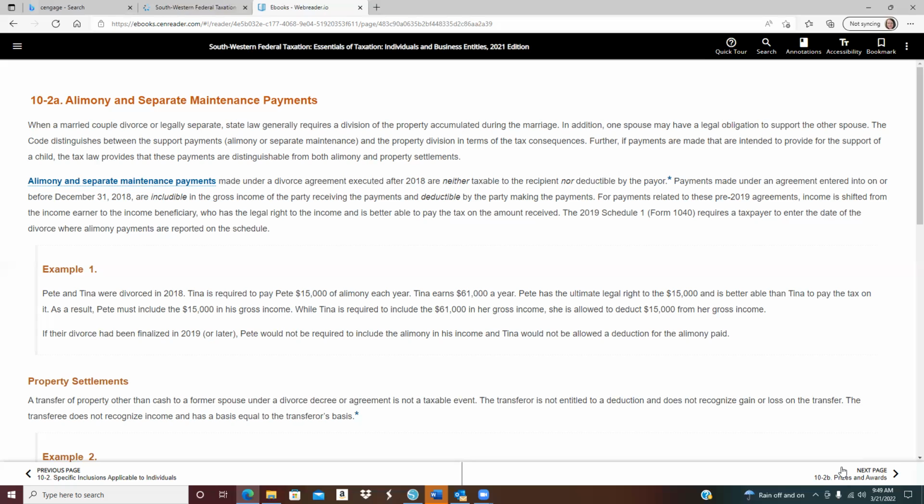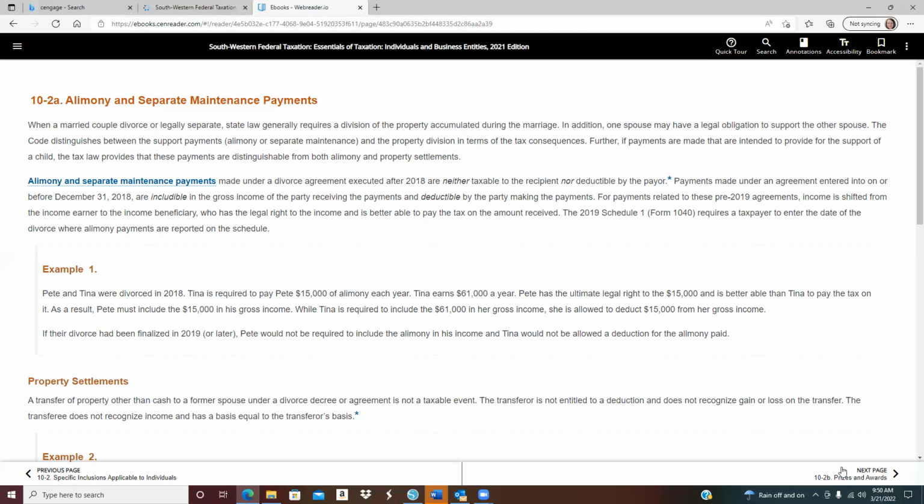It shifted from the income earner to the income beneficiary who has the legal right to the income and is better able to pay the taxes. Pete and Tina divorced in 2018. Tina is required to pay Pete $15,000 of alimony per year. Tina earns $61,000 a year. Pete has the ultimate legal right to the $15,000 and is better able than Tina to pay the taxes on it. While Tina is required to include the $61,000 in her gross income, she is also allowed a deduction. If the divorce had been finalized in 2019, Pete would not be required to include the alimony paid.